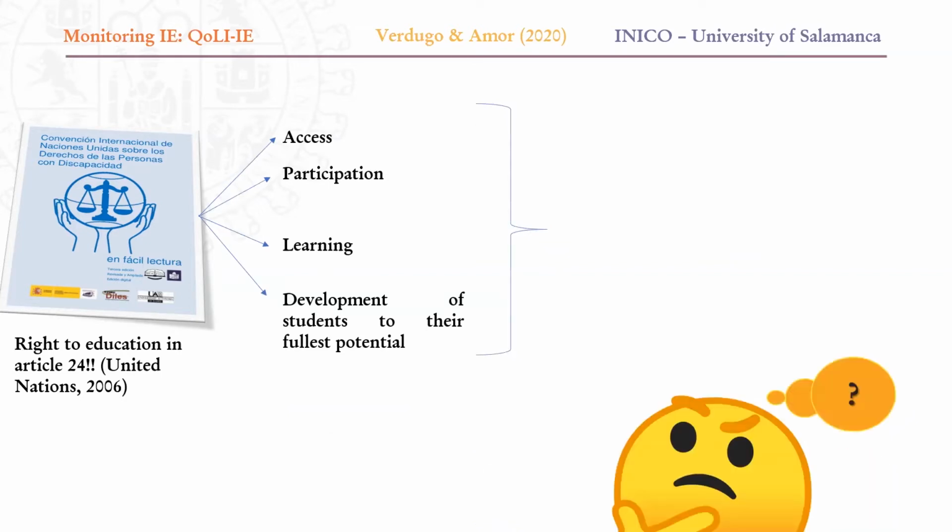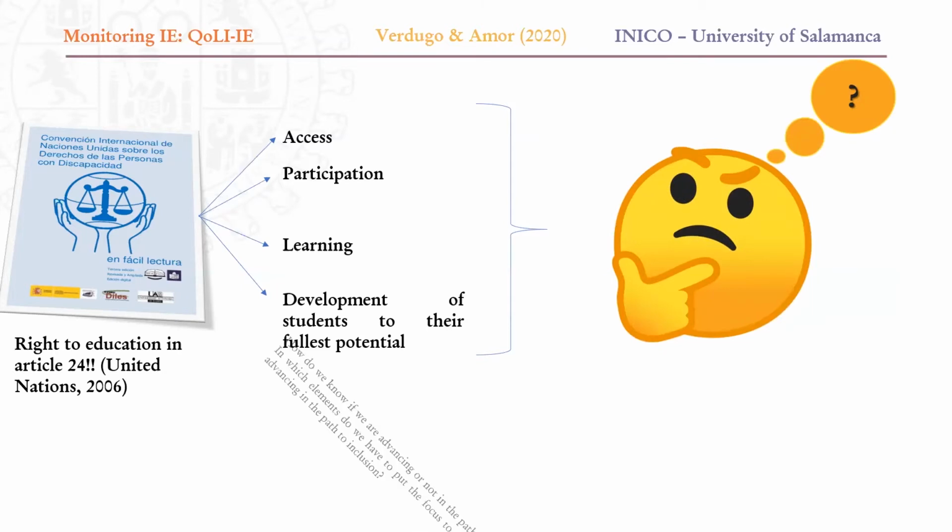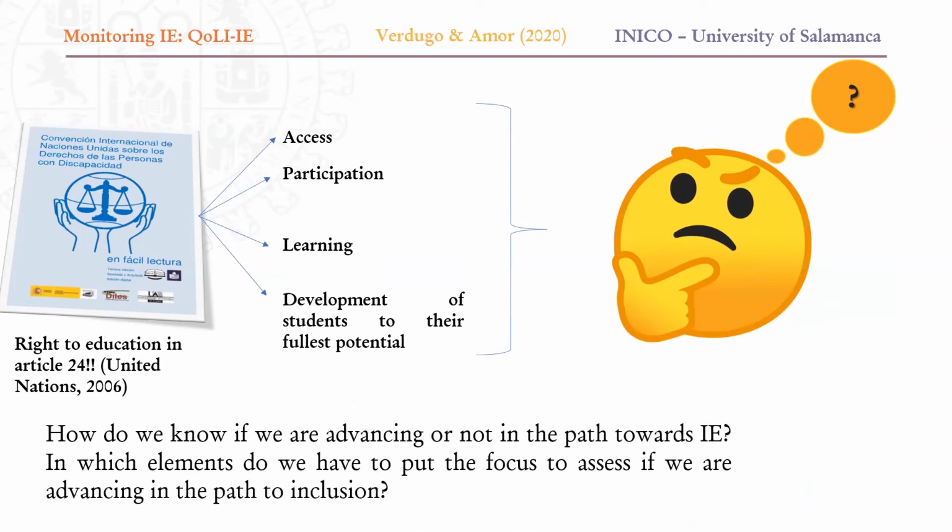But the logical question that now arises is, how do we know if we are advancing or not in the path towards inclusive education? On which elements do we have to put the focus to assess if we are advancing towards inclusion?